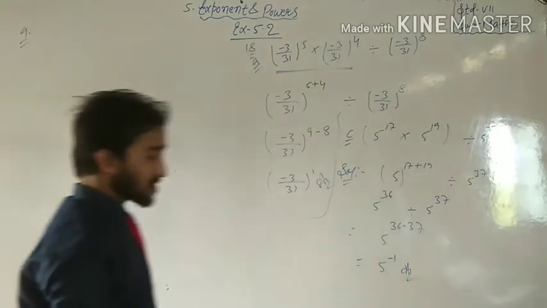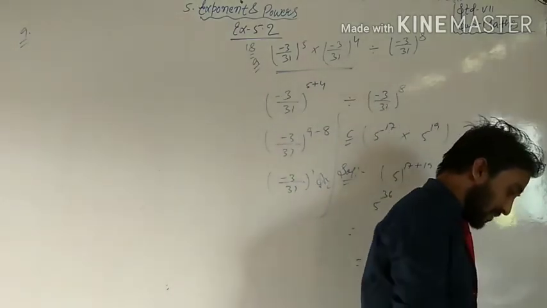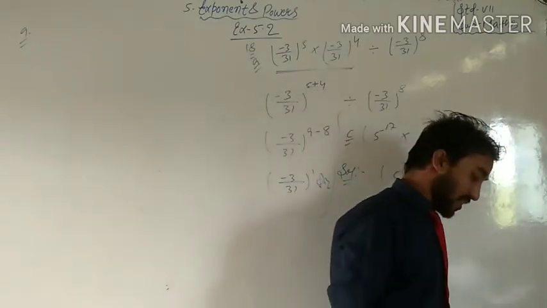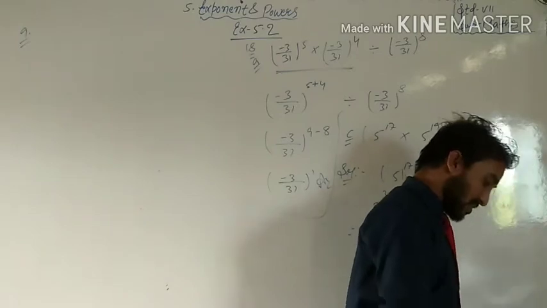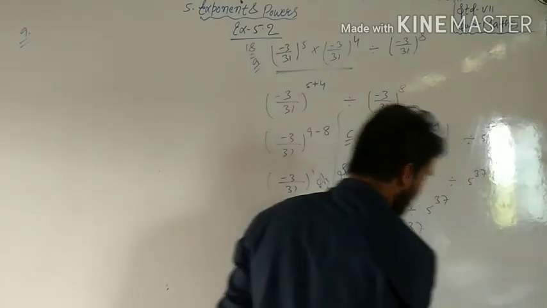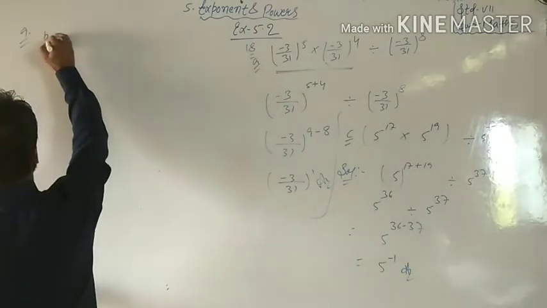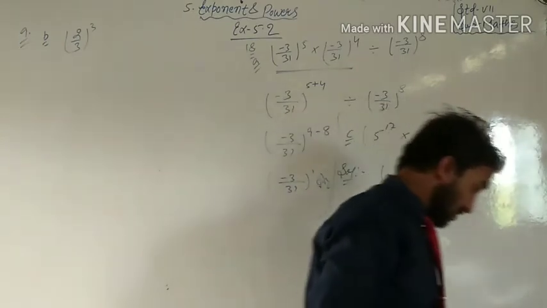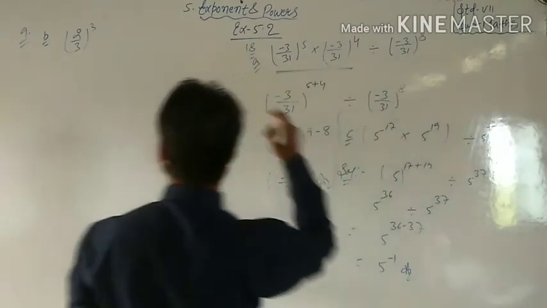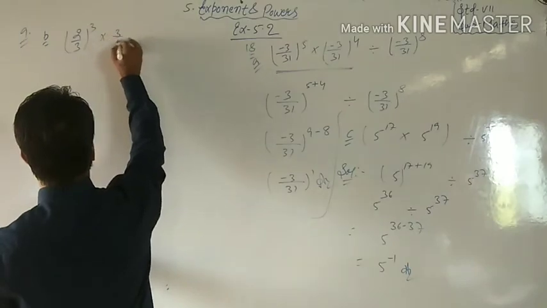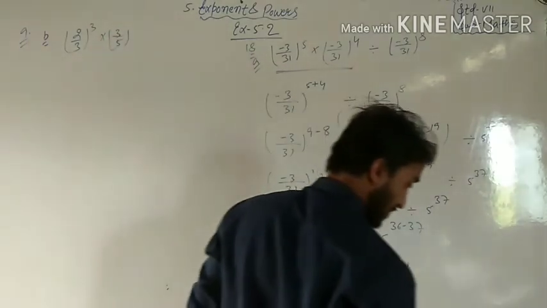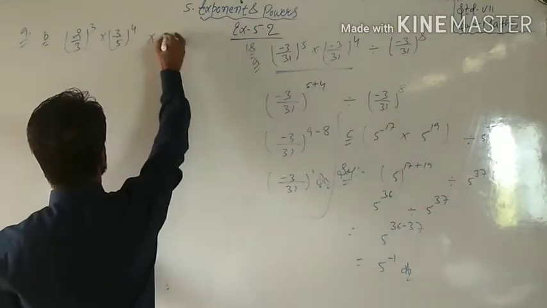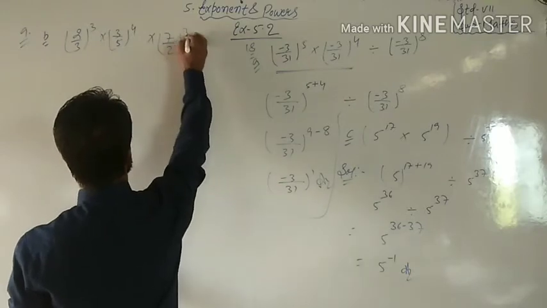In question number 9, what does it say? Simplify each of the following and express each as a rational number. See, students, suppose I am doing question number 9b: (2 by 3) to the power 3, into (3 by 5) to the power 4, into (7 by 2) to the power 3.